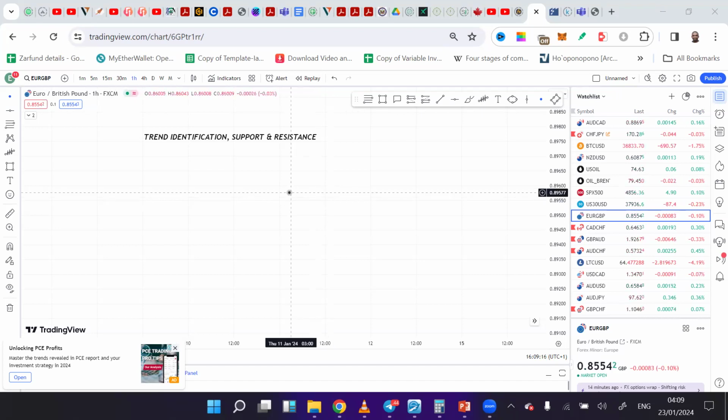Today we talk about trend identification, support, and resistance, right? This is part of what we call technical analysis. Now, in the previous session, we had talked about fundamental analysis, and fundamental analysis is the concept behind just analyzing news events and then taking trades based on news events, right?